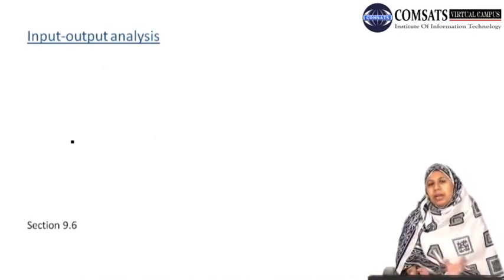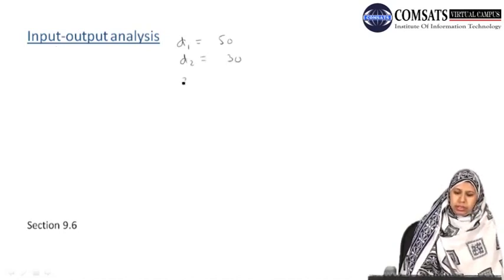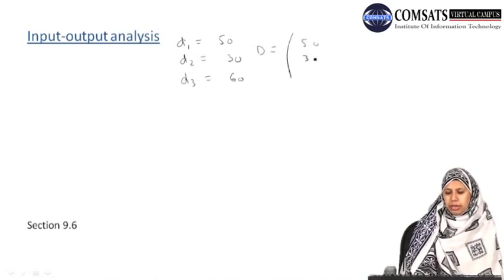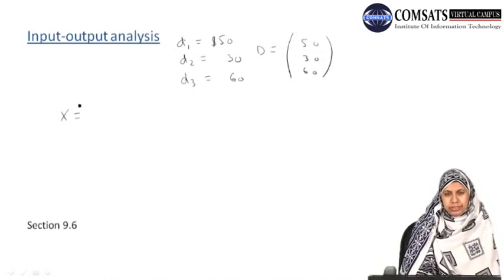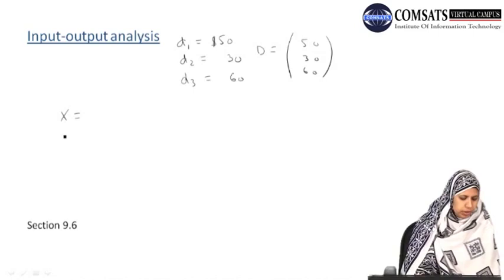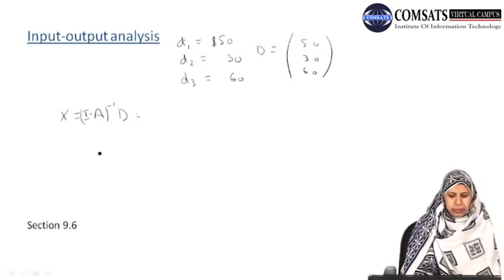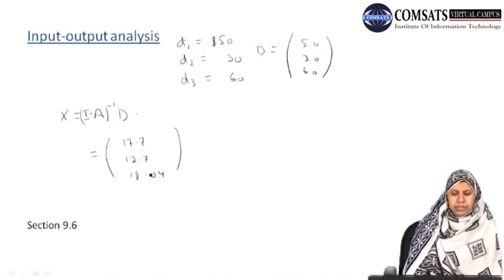The last thing which we have to do is to multiply this matrix by our non-industry demand matrix D. For example, if D1 is given as 50, D2 is given as 30, and D3 is given as 60, where 50, 30, 60 are in some dollars or some particular currency, then the level of outputs for x1, x2 and x3, which will determine the equilibrium, will be obtained by multiplying our I minus A inverse with the matrix D. Multiplying, we obtain 17.7, 12.7 and 18.04. So these are the units.